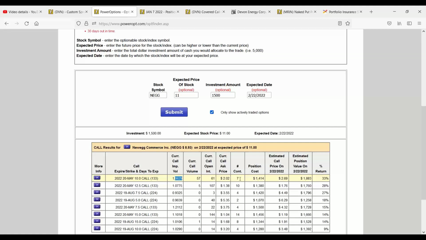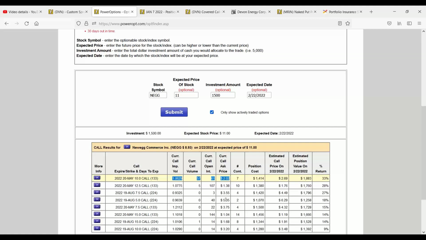Well, if I bought 7 contracts at 202, that'd put me at 1414. And if the stock is trading at $11 on February 22nd, my May 10 call would theoretically have a price of 269 for a profit of 33%. Wouldn't I expect a higher return with a long call if the stock moves up 20% in about a month and a half? Yeah, but you're overpaying so much into this option. It's 133 days out in time.